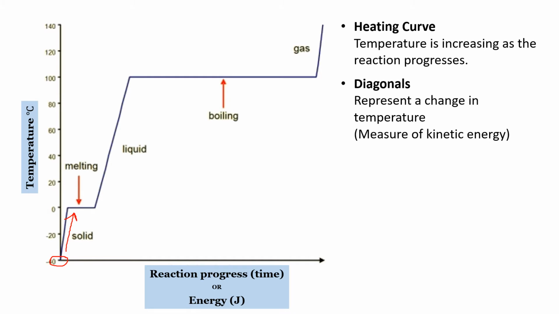So when our curve is on a diagonal, that's representing a change in temperature. It's a measure of kinetic energy, right? So as we're adding more energy, those molecules tend to move around a lot. And if you recall from physics, kinetic energy is energy of motion.